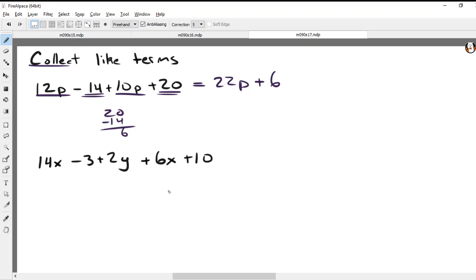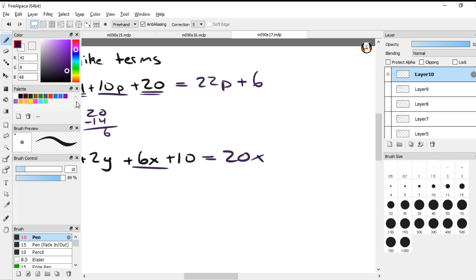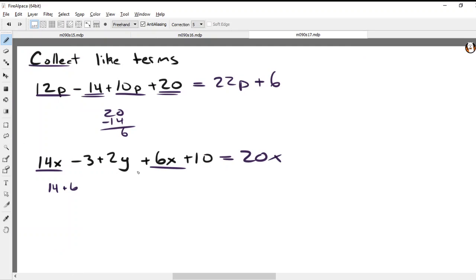22p plus 6. For this next one, I'm going to take the terms with the x's and do 14 plus 6 to get 20x. I'm going to take the y's, which is just that one, and do plus 2y. And last, I'm going to take the constants and do 10 minus 3 to get 7. So when we collect like terms, we get 20x plus 2y plus 7.